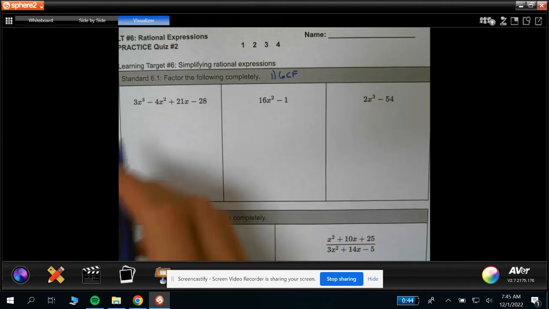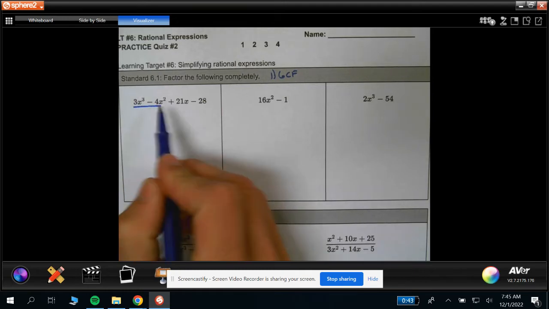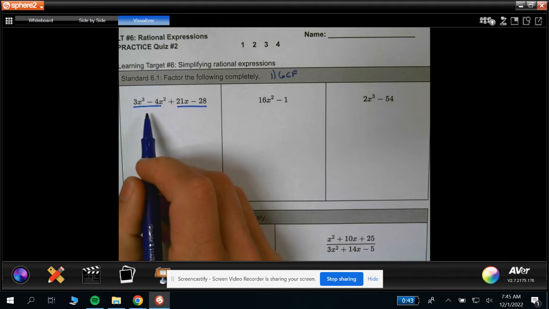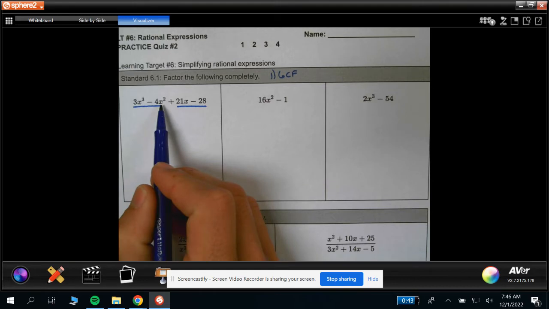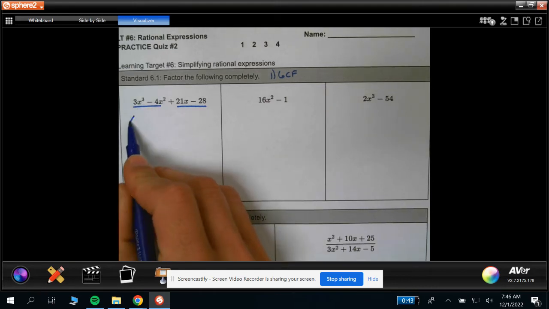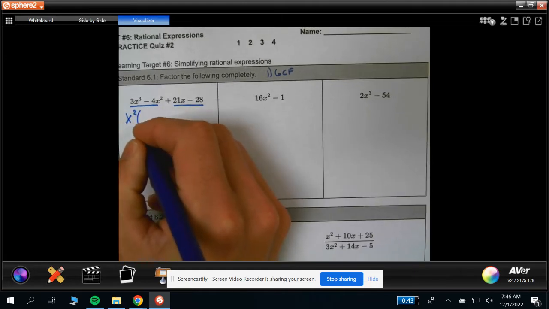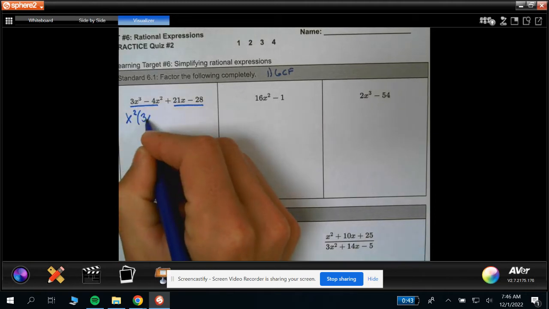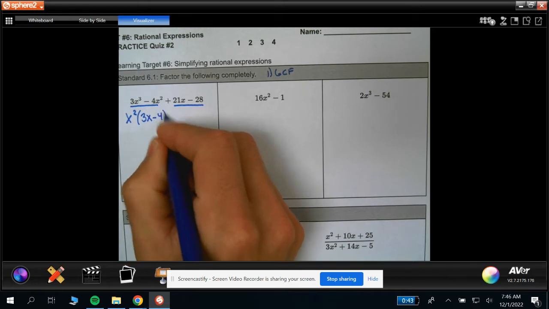So for grouping, what I do is sort it into 2 groups. I've got this first group right here and my second group right here. Within each group, I'm going to look for a greatest common factor. So what's the greatest common factor between 3x cubed and 4x squared? Well, 3 and 4, nothing there. X cubed, x squared. So my greatest common factor is an x squared. If I factor that out, that means 3x cubed divided by x squared is 3x. Negative 4x squared divided by x squared is minus 4.